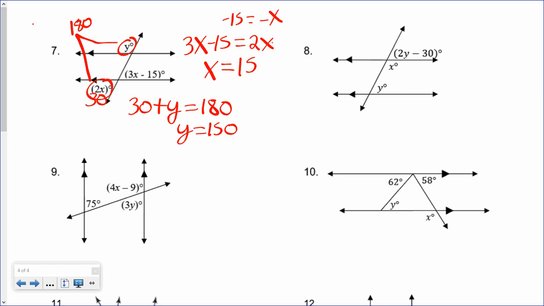Alright, which variable do you want to solve for first for number 8? Y. How come? Because there are 2 of them. What's the relationship between the 2 angles that have y? Okay. What do you know about the measures of corresponding angles? Congruent. So we're going to write an equation. y equals 2y minus 30. You just take the 2 angles that are equal to each other.